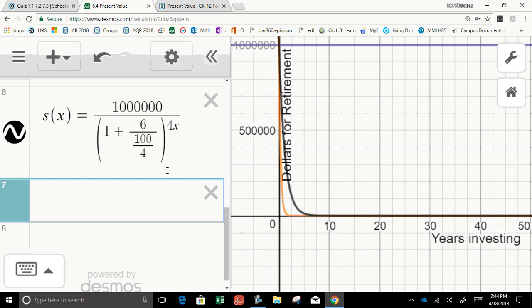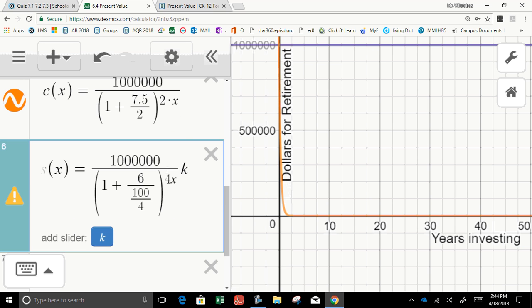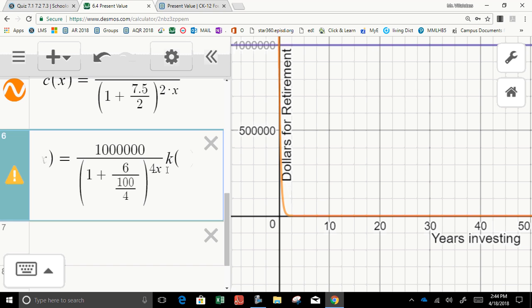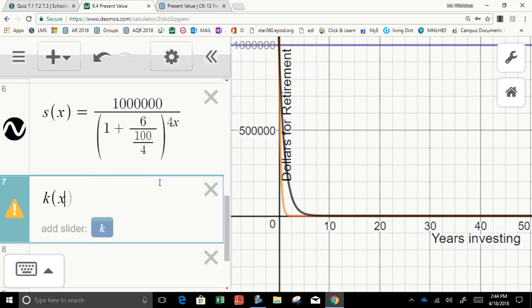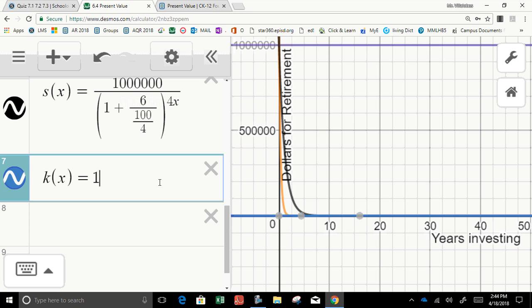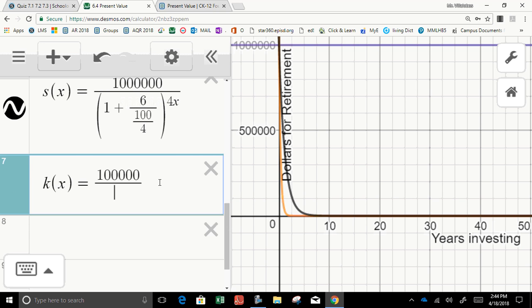And then the other one is a checking account. What the heck's going on? A checking account, and that is 1, 2, 3, 4, 5, 6, divided by, what did it say? Wait, is that to the power of 4x? Yeah. Power of 4x, because it's compounded quarterly for X years. X is the years investing.